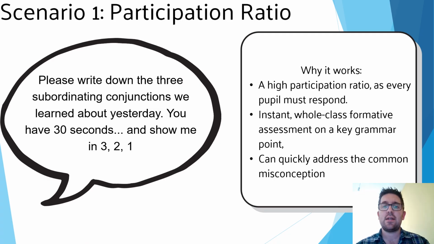Why does this work? This aligns directly with Rosenshine's principle of daily review and Lemov's idea of a high participation ratio. By having every student respond, Mr. H gains immediate, whole class evidence of learning. He can see who has successfully retrieved the knowledge and who hasn't. And this quick, low-stakes assessment also allows him to identify common misconceptions, for example spelling errors, that need to be addressed for the whole class before moving on, thus fulfilling Rosenshine's principle of checking for understanding.